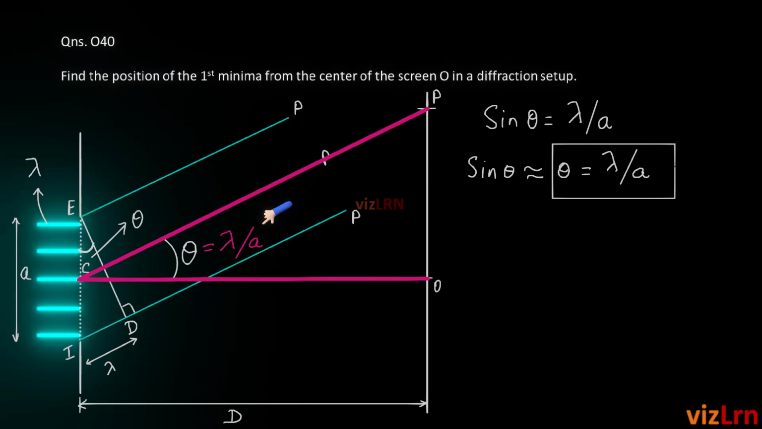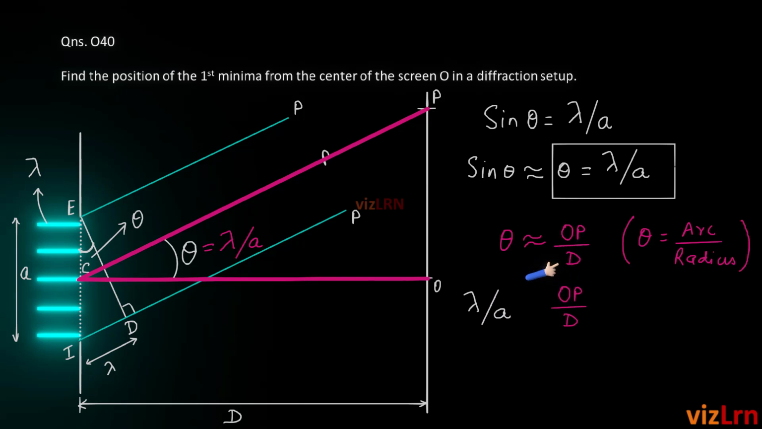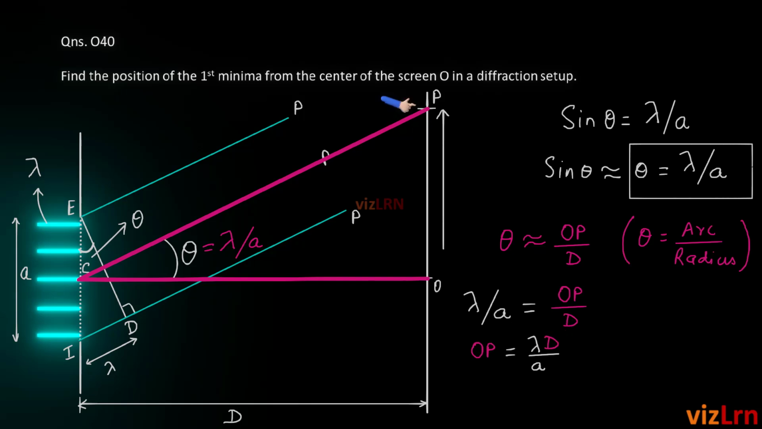Now for the separation of point P from O, for small angle theta, we can write theta is nearly equal to OP by D using the formula theta is equal to arc by radius, which implies that length OP is equal to lambda D by A. So the first minima at P is at a distance of lambda D by A from the center point O, and that is the answer to our question.